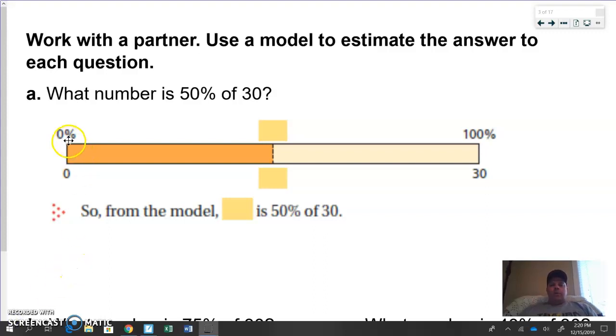As I look at this answer, on the top I have 0% and 100%. I know halfway between those is 50%. On the bottom I have 0 and 30. So I know halfway between these is 15. So 15 is 50% of 30.